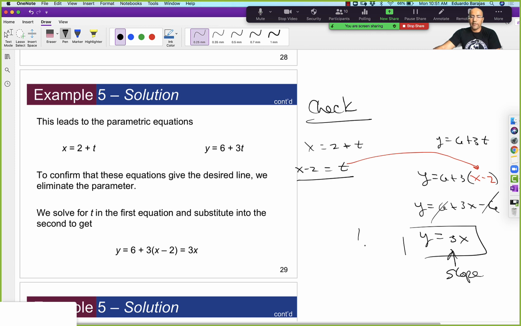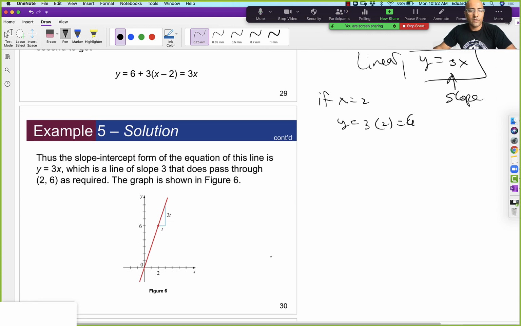Okay, linear. The original statement said find the equation of the line, so we were expecting a linear equation with a slope of 3, and then just confirm that it also goes through the point 2, 6. If x equals 2, we get y equals 3 times 2, which is 6. So it goes through the point 2, 6, and it gives us the equation of the line. Got it?